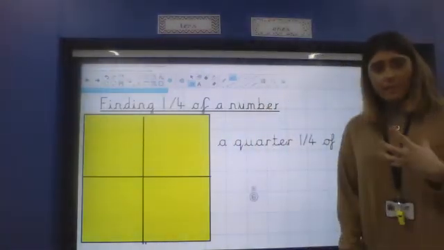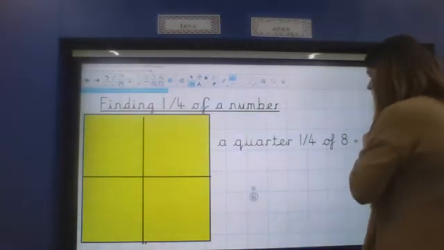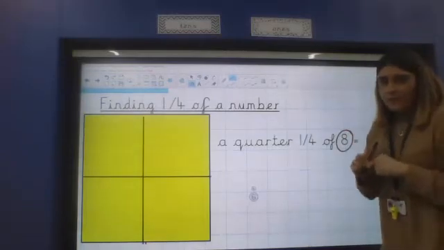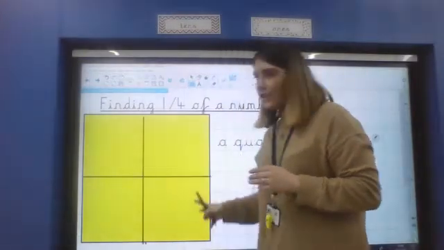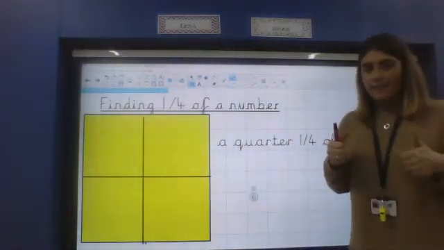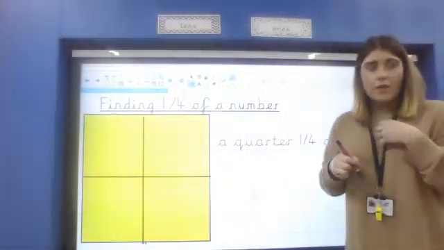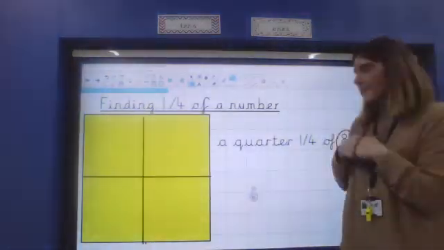Because when we're finding quarters, remember, it's 4 parts and our denominator tells us. So we want to find a quarter of 8 this time. So I'm going to find a quarter of 8 by counting out 8 equally into the 4 parts. So, are you ready to count with me? Get your pen, and we're going to draw, or you could use some pasta or some practical things that you've got around the house. You haven't got to draw it, we could use something practical as well.